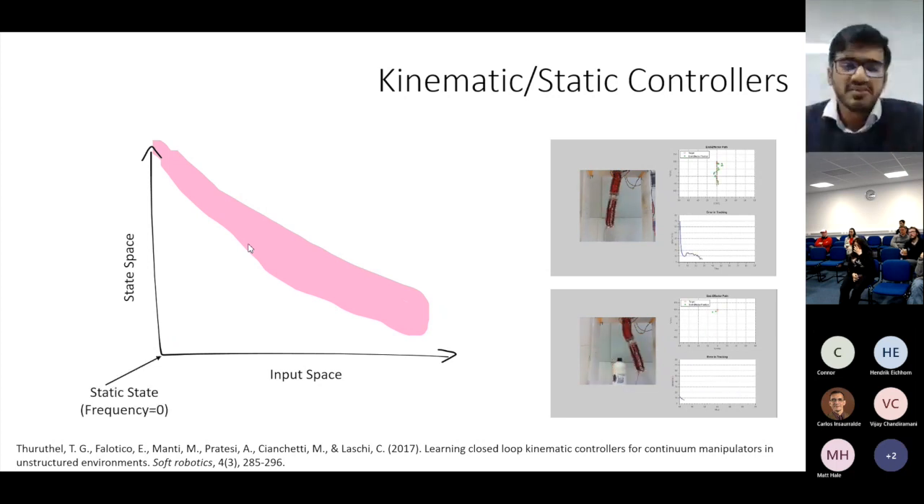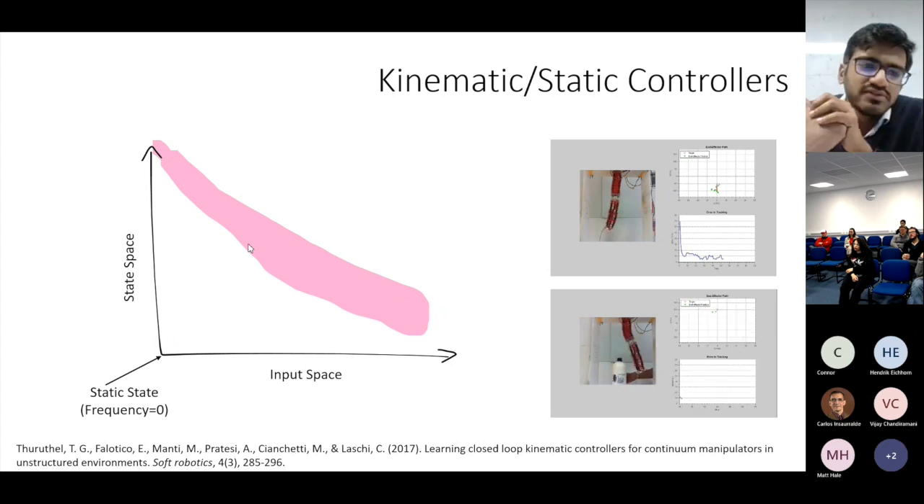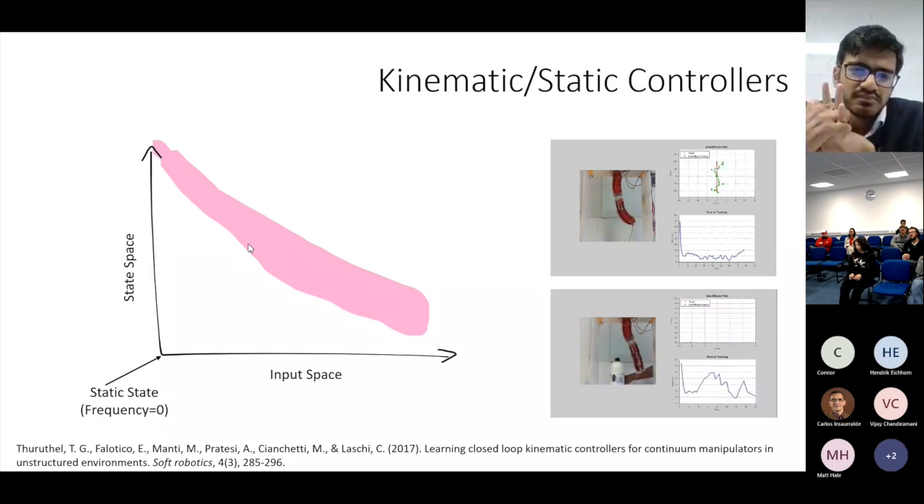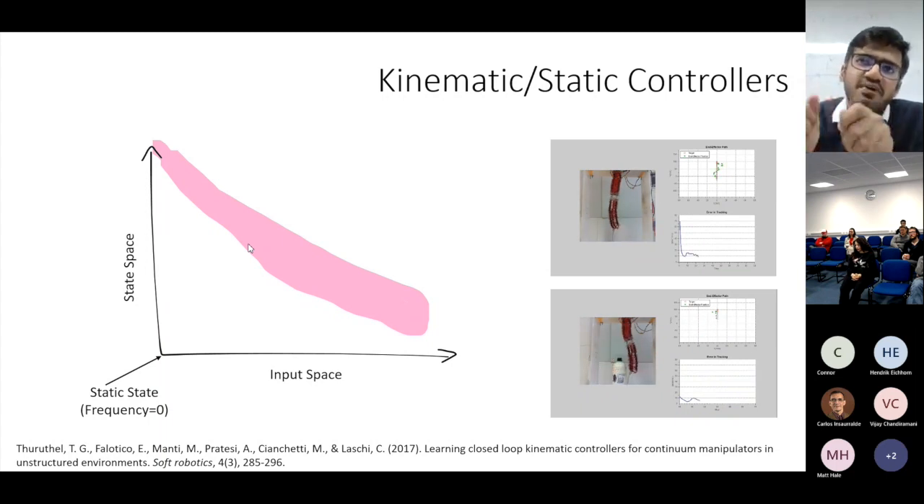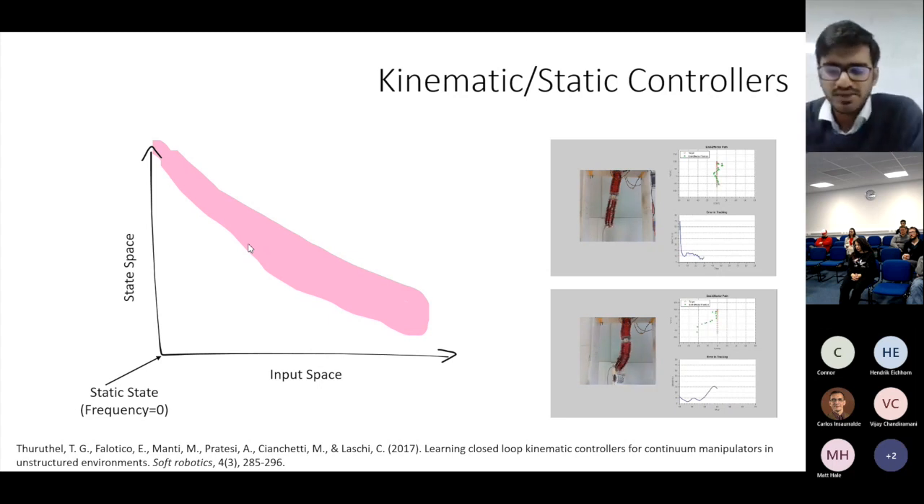To make the point clearer, if you look at all possible state space that a soft robot can occupy, how we develop kinematic controllers is by essentially constraining our controller to always stay at this static regime. So you're making the problem simpler by making the robot just follow a very narrow regime in its state space. Clearly, that is not optimal. You're not using all the capabilities of your soft robot.